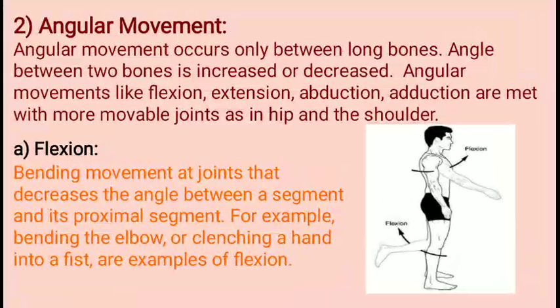Here you can find that all these movements are possible in our shoulder and hip, where we have a type of joint, the ball and socket joint. So here it is totally flexible, you can give the movement in all directions. That's why all these movements like flexion, extension, abduction and adduction are seen with the help of these types of joints. So here the first one is known as flexion.